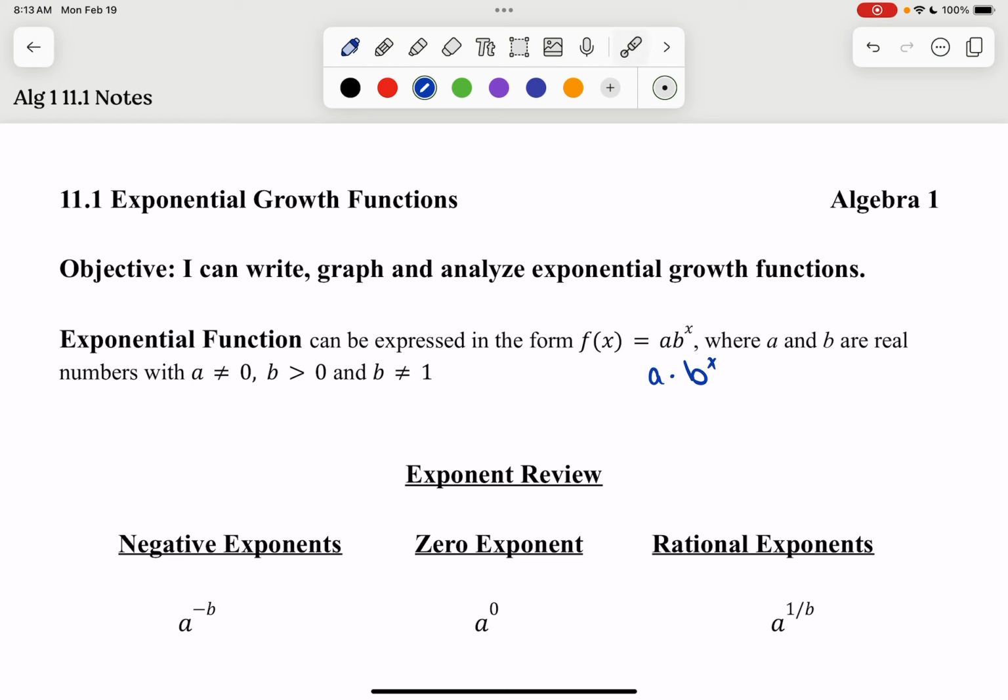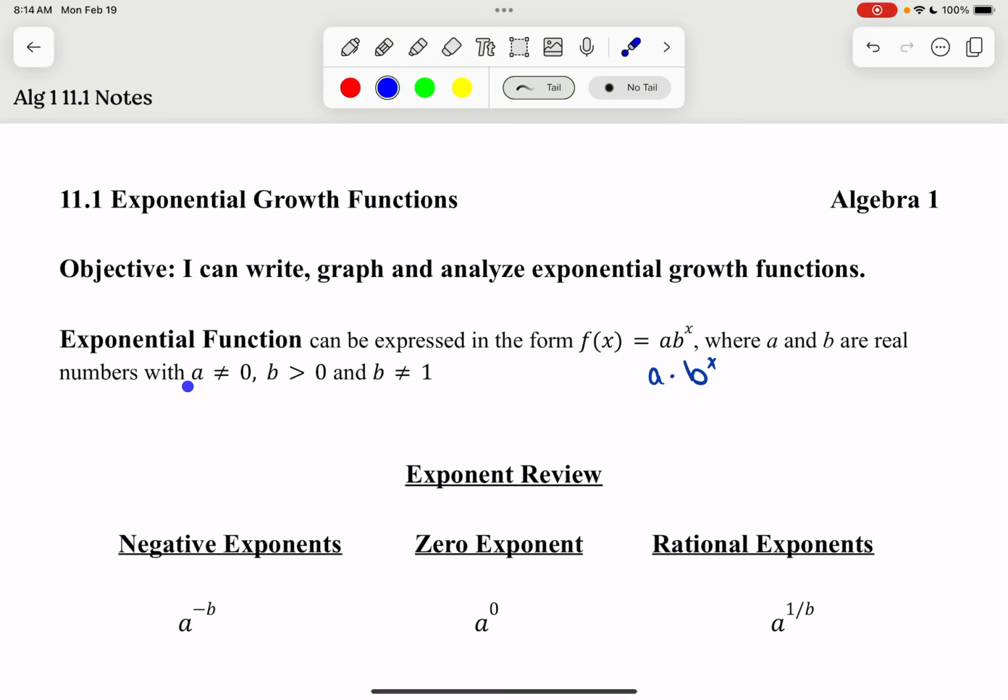Okay, first of all, notice that in this exponential function, a times b to the x, the only thing with the exponent on it is the b. So by order of operations, we have to take the exponent first and then multiply it times the a. So we take b to the x.